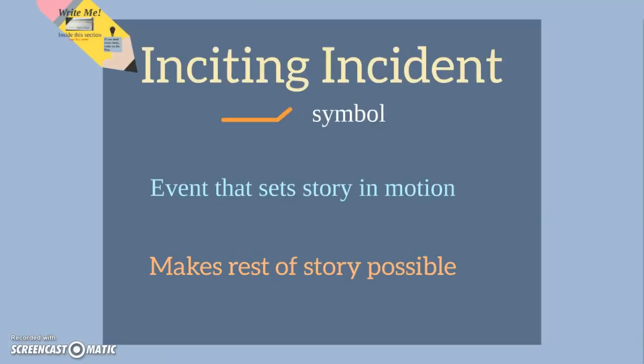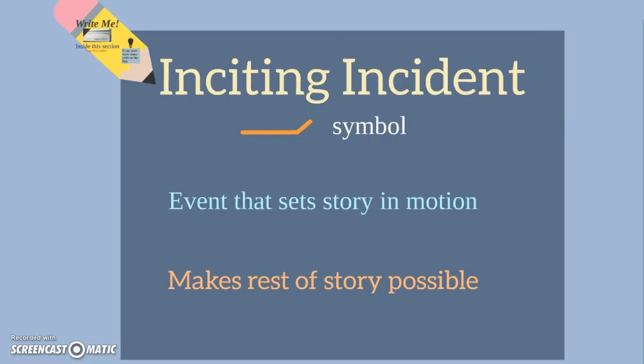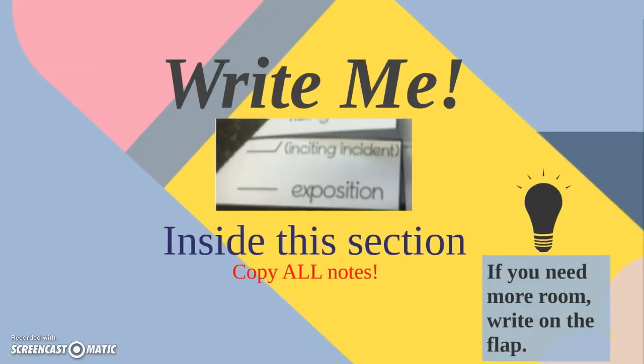For the inciting incident, that happens in the exposition too as well. You are going to write these notes in the same section, but if you need more room, you can write in the flap. Now remember, you write it inside on the big triangle in that area that we've drawn off in class. But again, when you lift it up, there's extra paper. You can write on that flap that you lifted up if you've run out of room for inciting incident.